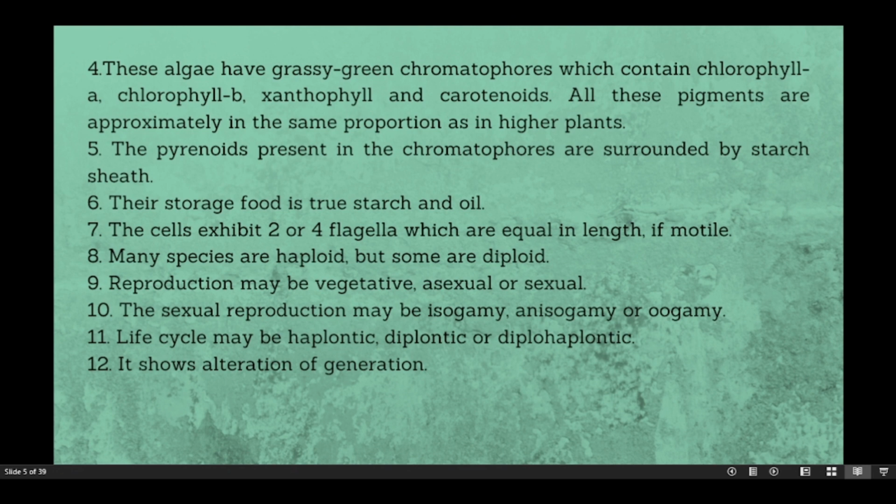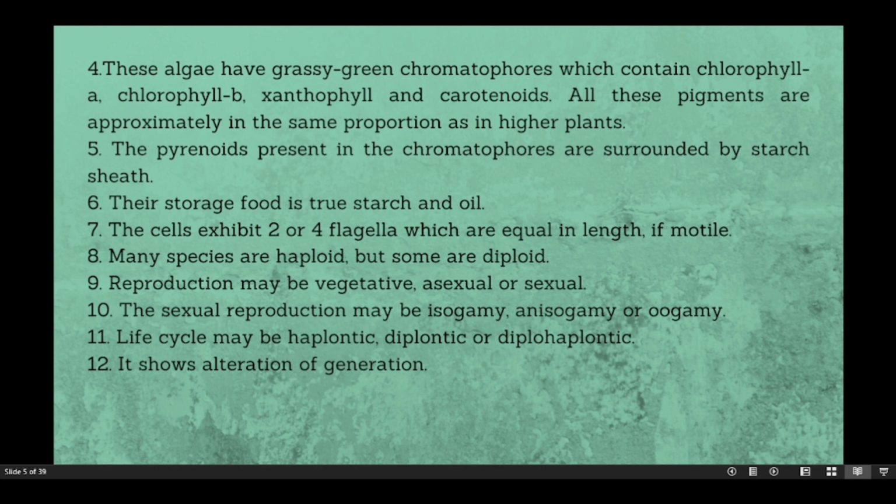These algae have grassy green chromatophores which contain chlorophyll A, chlorophyll B, xanthophyll, and carotenoids. All these pigments are approximately in the same proportion as in higher plants. The pyrenoids present in the chromatophores are surrounded by a starch sheath. Their storage food is true starch and oil.